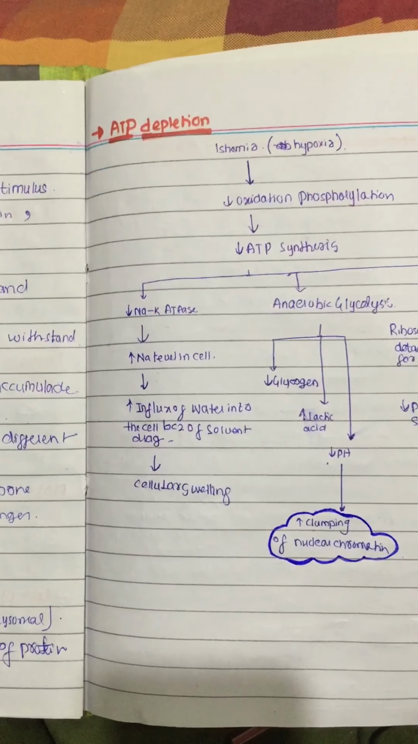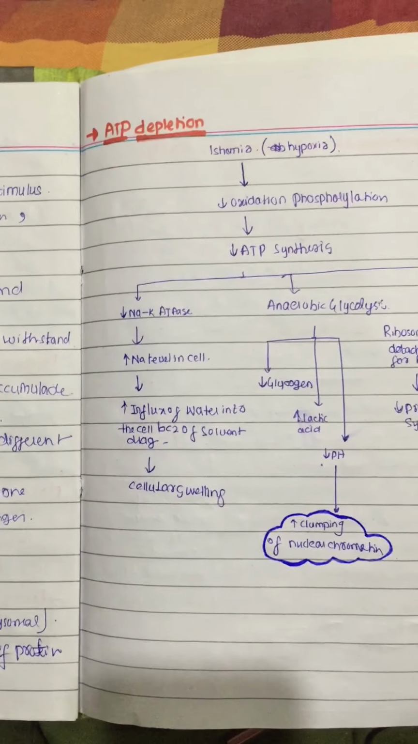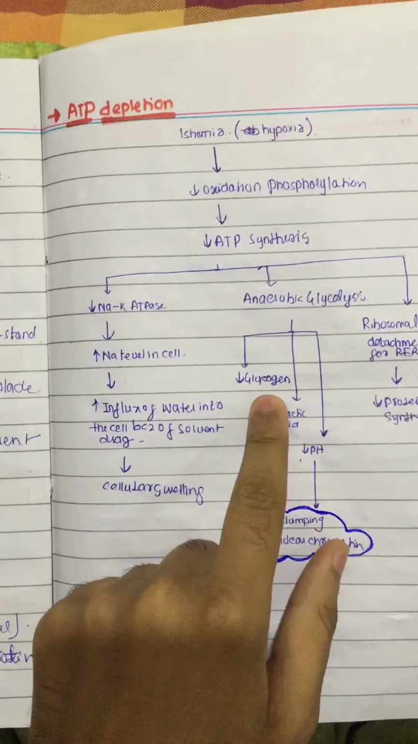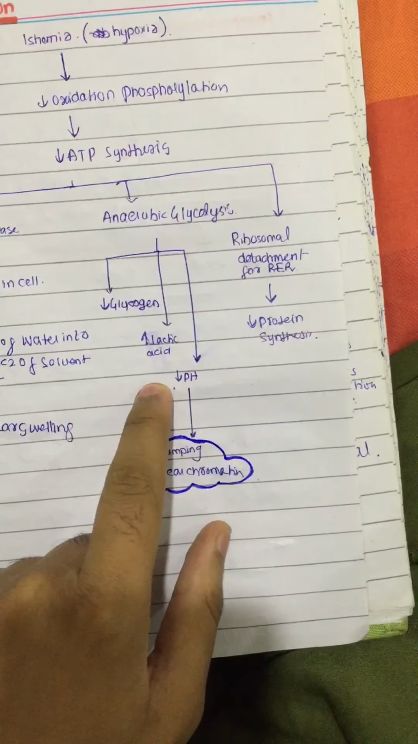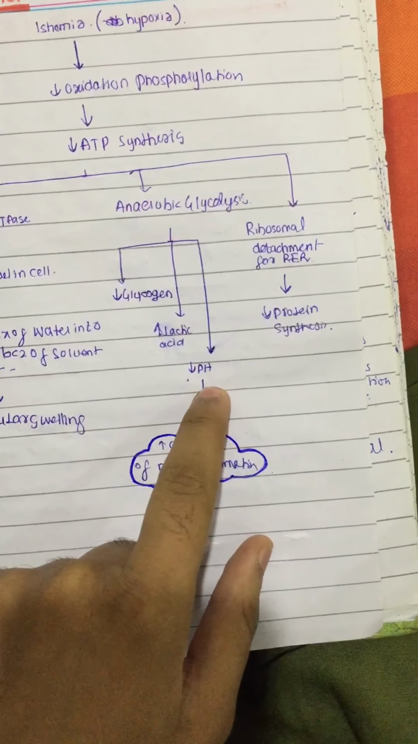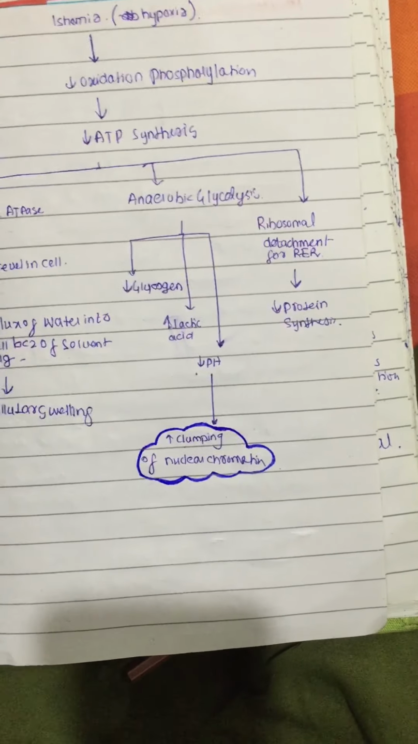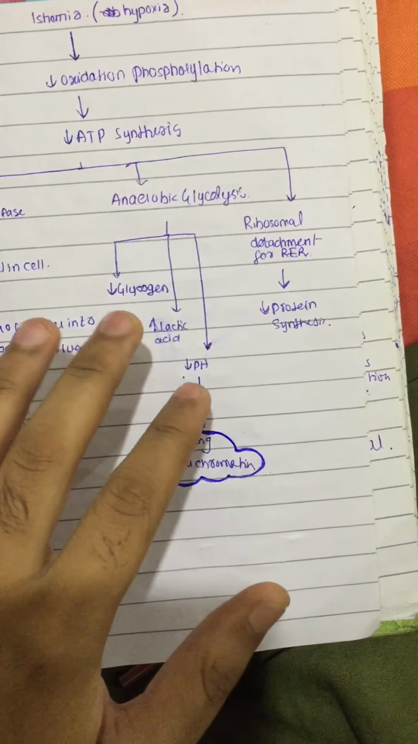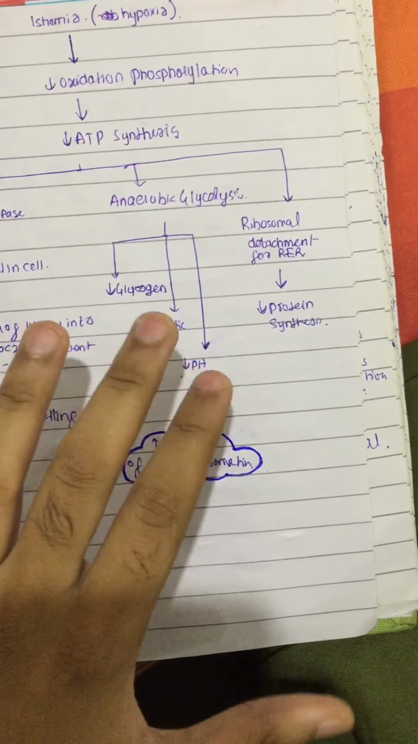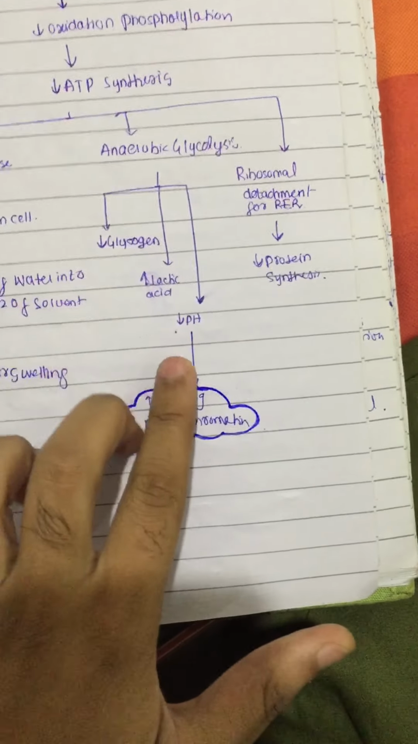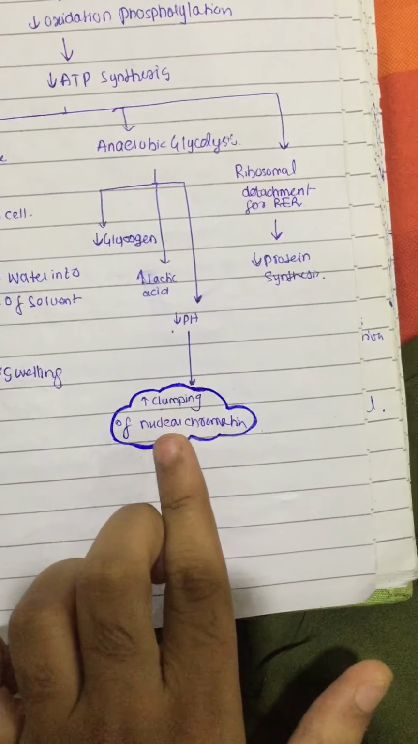Apart from this, there's gonna be anaerobic glycolysis. Because of this there's gonna be reduced level of the glycogen. Lactic acid level will be increased, as well as there's gonna be a reduced level of the pH, because it's going toward the acidity. And ultimately, because of the reduced level of the pH, there's going to be clumping of the nuclear chromatin.